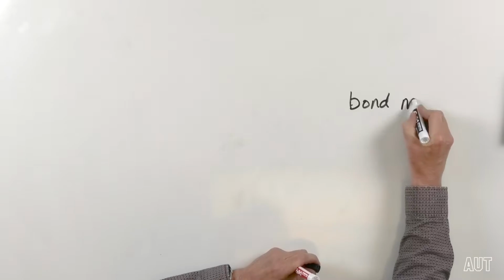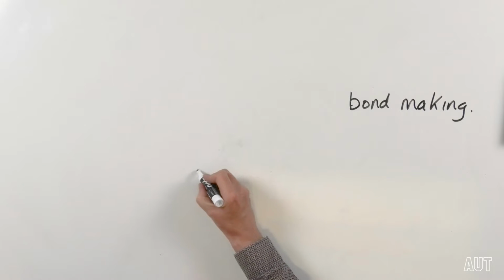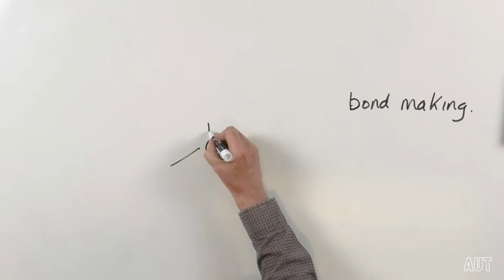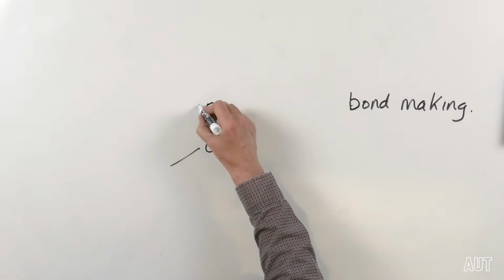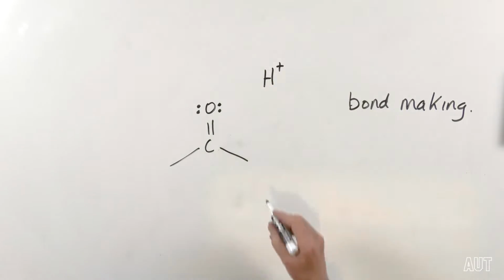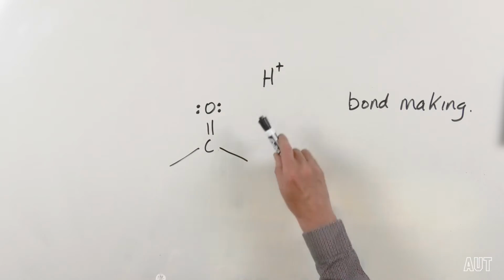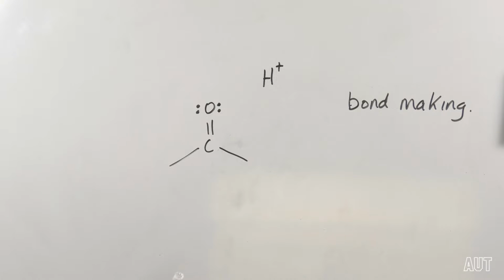The second process that we can depict using mechanistic arrows is a bond making process. Let's, for example, say that we've got a situation like this. We've got a carbonyl group here, and we've got this oxygen that's got lone pairs on it, and we've got an H plus there. And we want to now make a bond between this oxygen and this H plus. So how do we go about doing that using the mechanistic arrow?